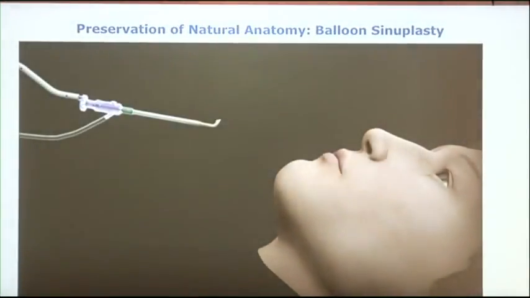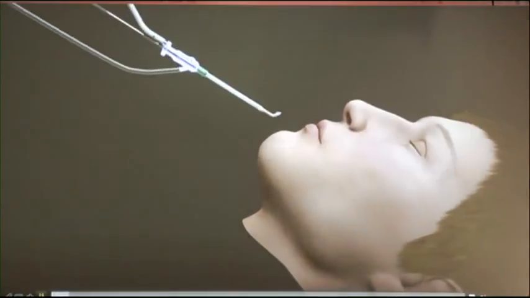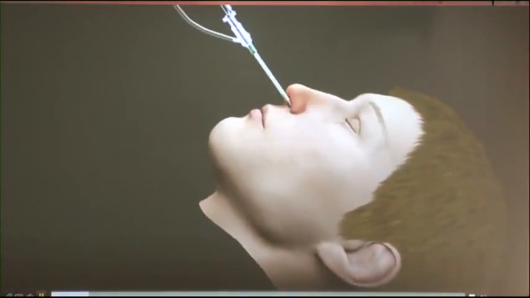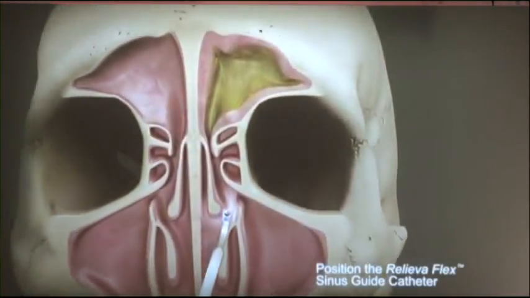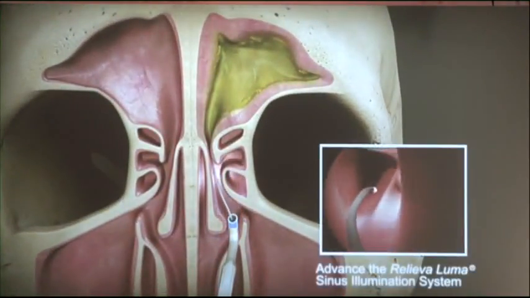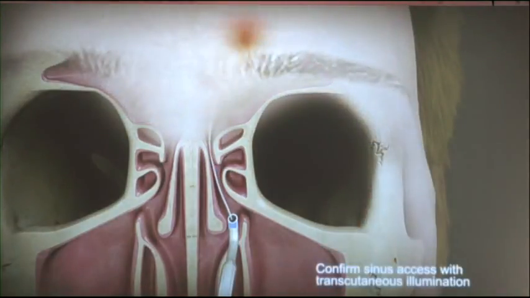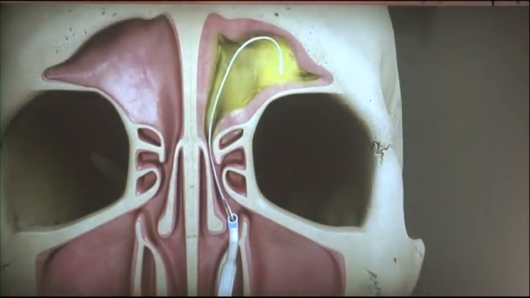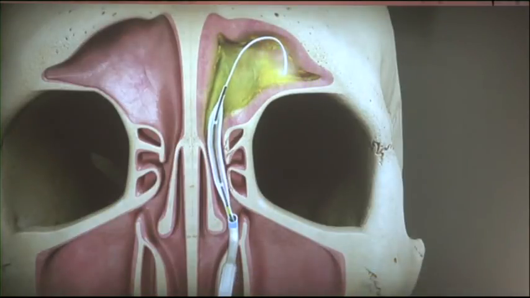So I'm going to show you a little video of how this process works. A catheter is placed into the nose while the patient is awake and numbed, and then we're going to show you a little anatomy inside. The wire is passed up along the anatomy until we direct it through the ostium, and this is the ostium of the frontal sinus, into the frontal sinus, and you're confirming light up here on the forehead to know you're in the right place and you're not stuck in another cell.